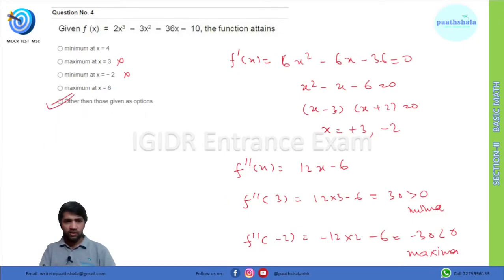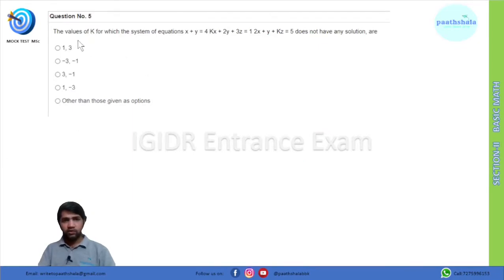Okay, now let's move to the next question. It says for what value of k the system of equations does not have any solution. So when you write the given system of equations in this form, the determinant of this matrix, that is the coefficient matrix, has to be 0 in order to get no solution. So let's write this determinant.